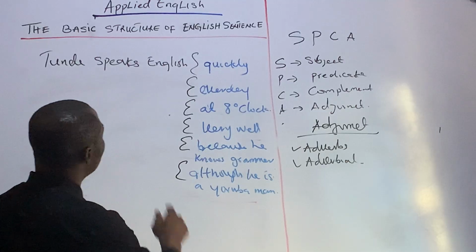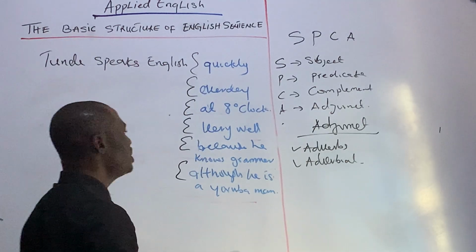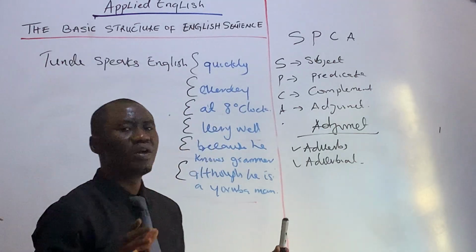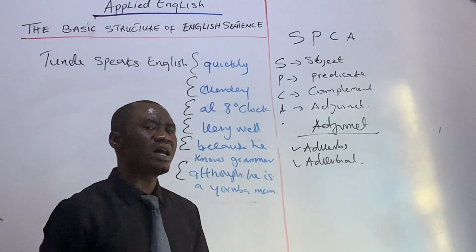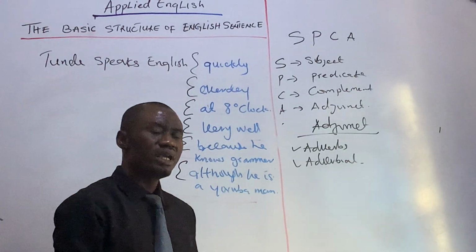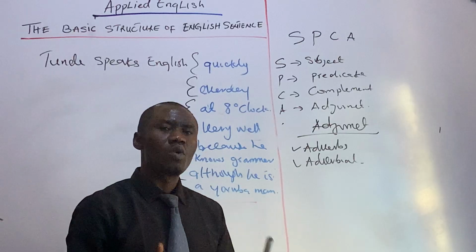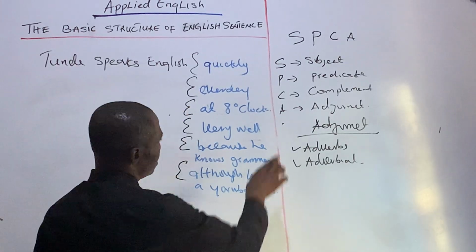Now, for you to look at this, Tunde speaks English. Of course, you need to punctuate your sentence very well. I will leave that assignment for you. Punctuate this sentence for me. Give the comma where the comma ought to be. Give the full stop where the full stop ought to be.